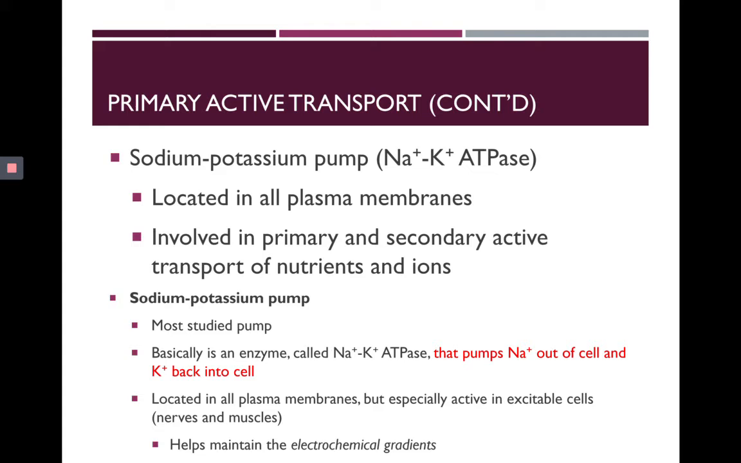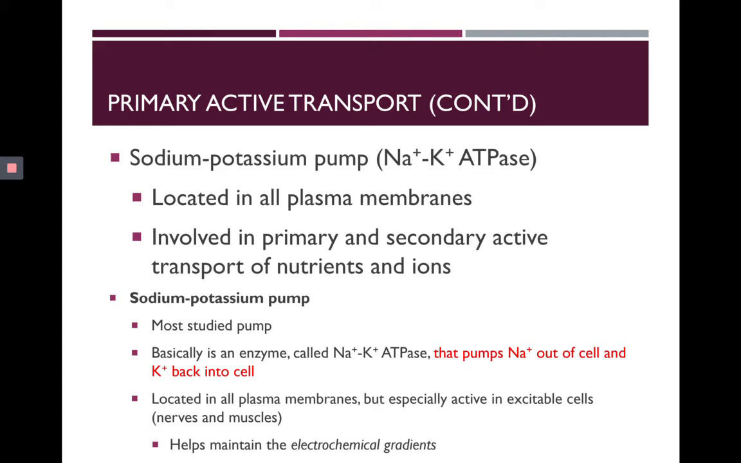And it's essentially an enzyme. So it's an enzyme that uses energy from the breakdown of ATP in order to pump out 3 sodium molecules from a cell and then bring in 2 potassium molecules. And these are charged atoms, so they're essentially ions. Essentially located in all plasma membranes.